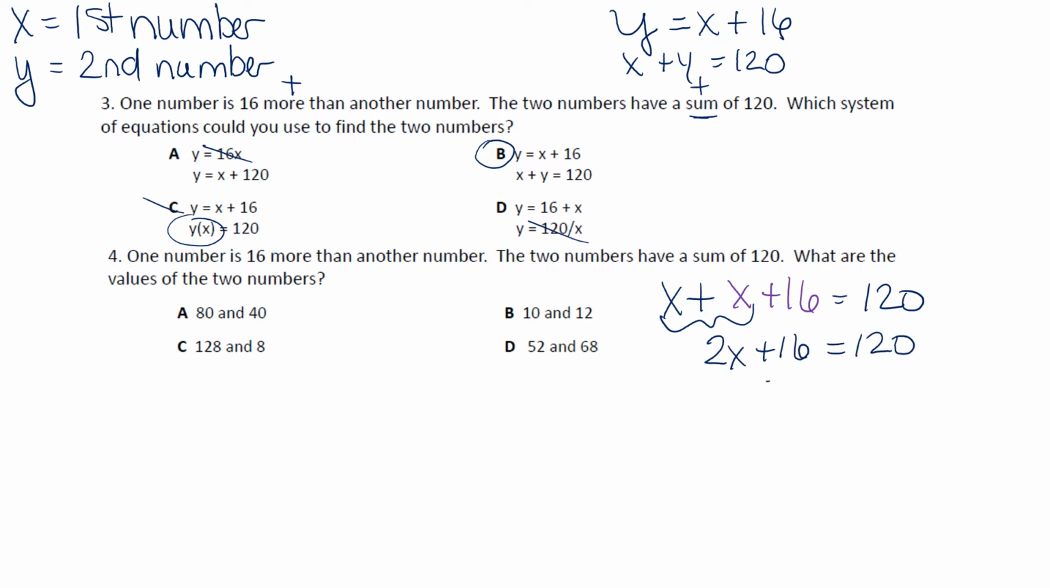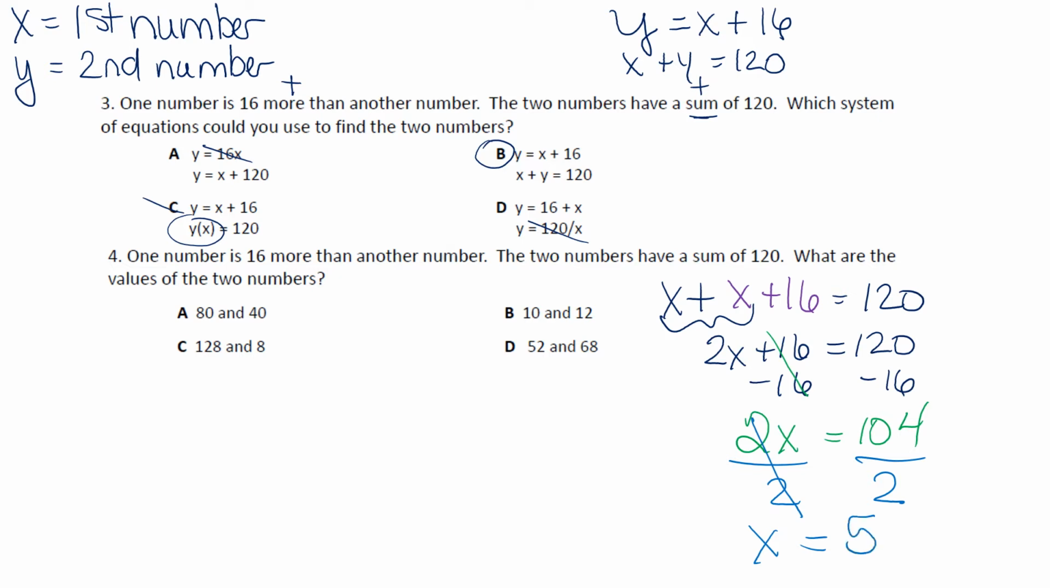I need to subtract 16 on both sides. Those will cancel, leaving me with 2x equals 104. And then my final step to figure out what the x is going to be is to divide by 2. And that gives me the fact that x is 52.